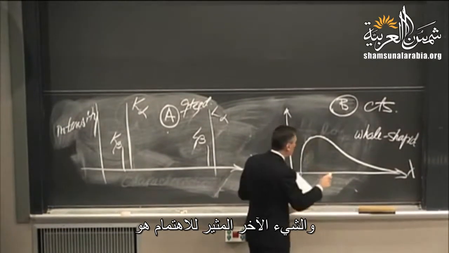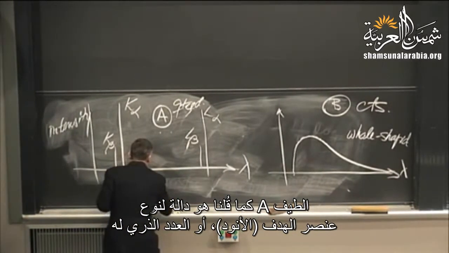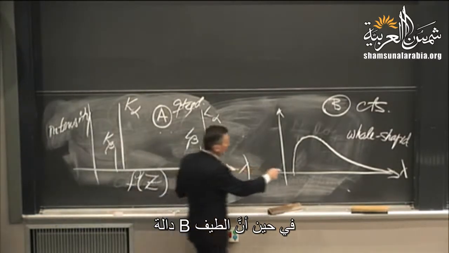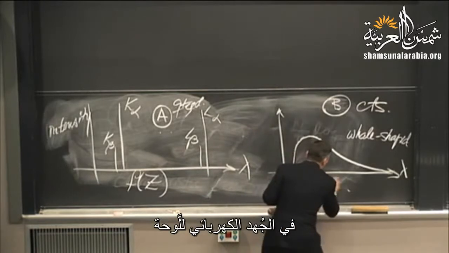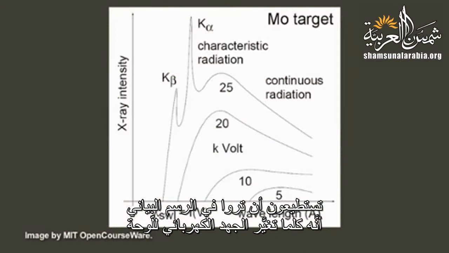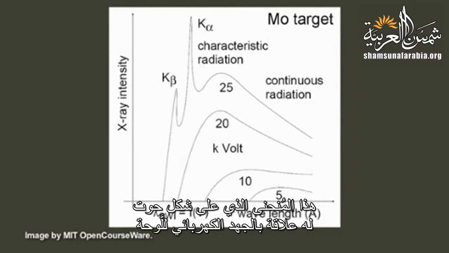And the other thing that's interesting is spectrum A, we said, is a function of the identity of the target, Z of the target. Whereas this one is a function of the plate voltage. So you can see in the diagram I've shown you, as the plate voltage changes, we get a series of enveloping curves. So this is V1 and this is V2, greater than V1. So this whale-shaped thing is somehow related to plate voltage.